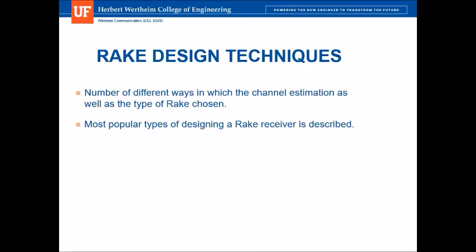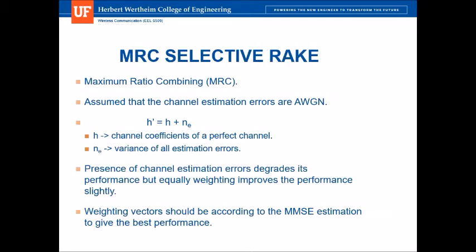There are several ways to design a rake, as I had mentioned: the all rake, selective rake, and the partial rake. Even in each of these, there are several ways to design a partial rake or a selective rake and so on. I'll be going through three popular types of designing a rake receiver. The first thing is the MRC selective rake, which is maximum ratio combining.